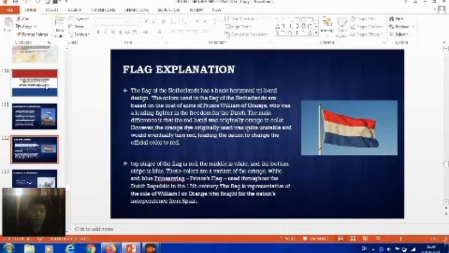The national flag of the Netherlands, iaitu warna blue, warna merah ni ada orange yang mana sebenarnya untuk Prince William, dan sekarang dia diubah pada warna merah.